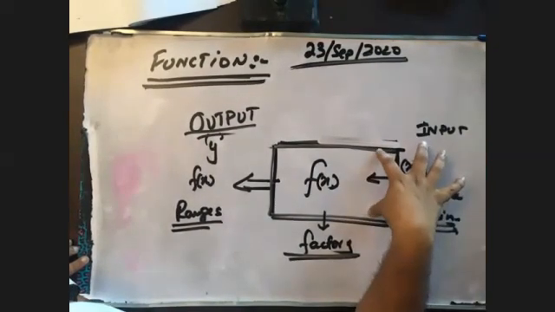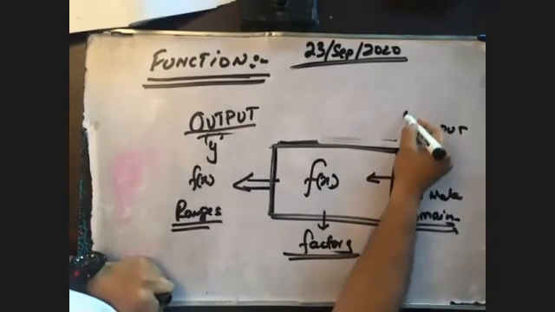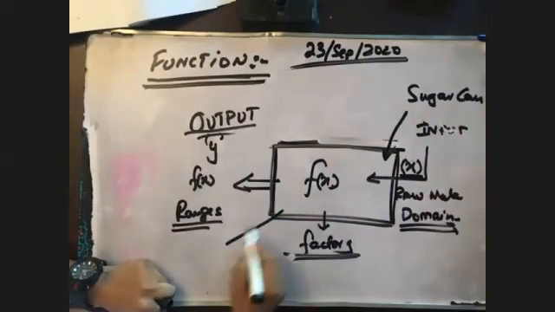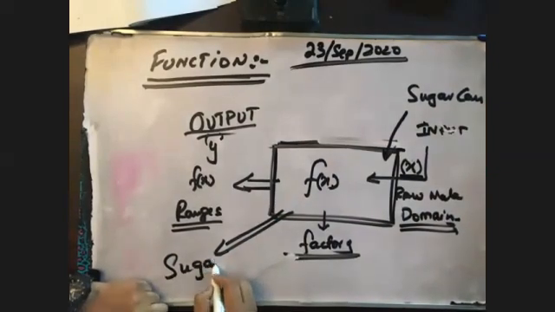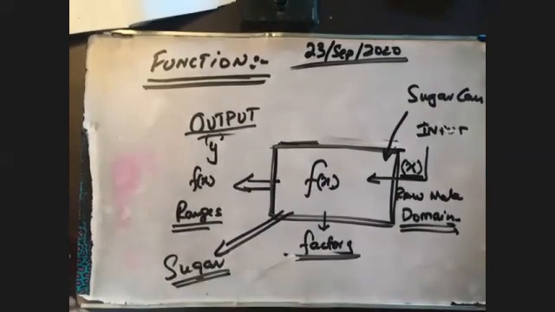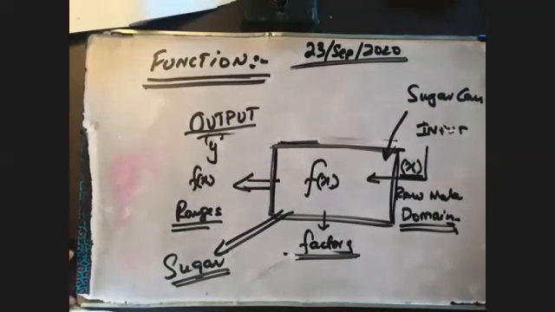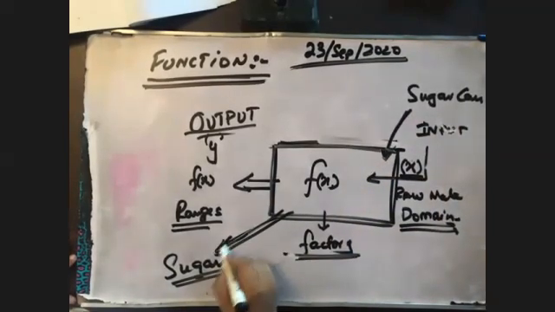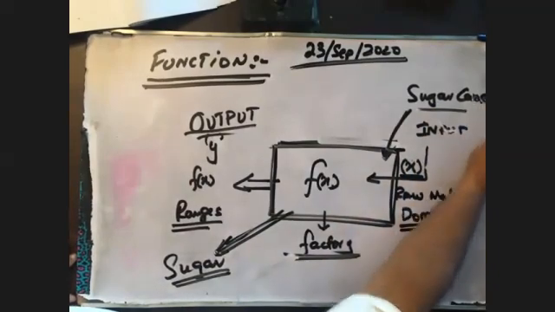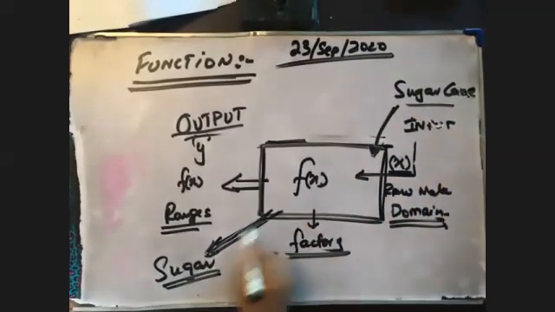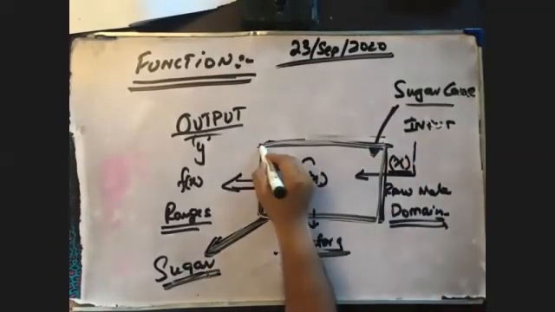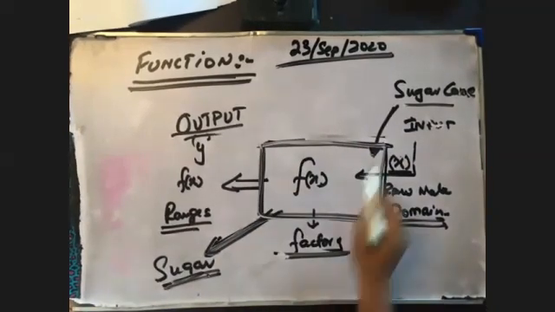You put in an input, a raw material, say sugar cane, and as the output you get sugar. This is a very old example. I keep teaching my students all the time that the input is sugar cane and the output is sugar. So a function basically does a certain process and gives you an output.